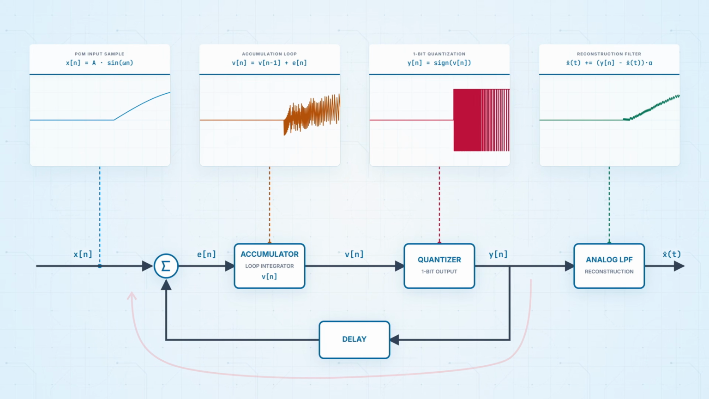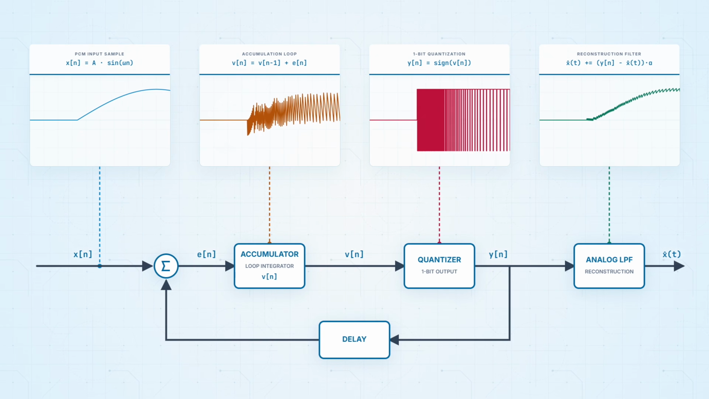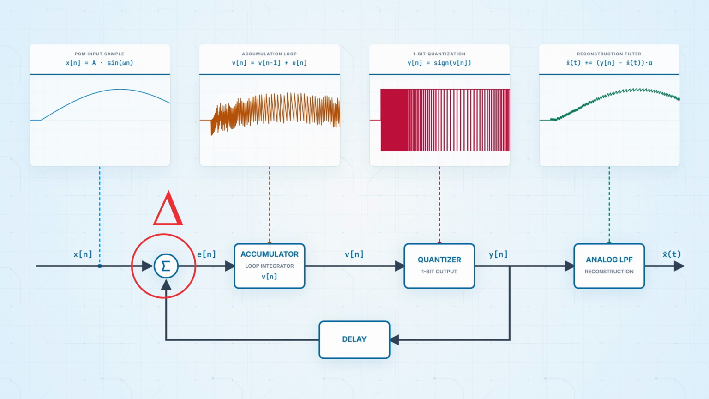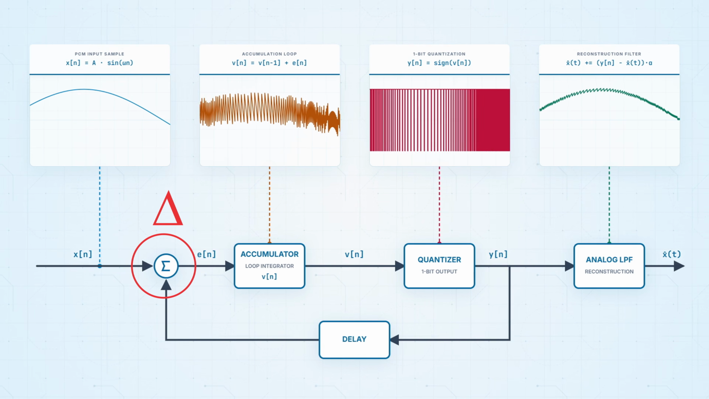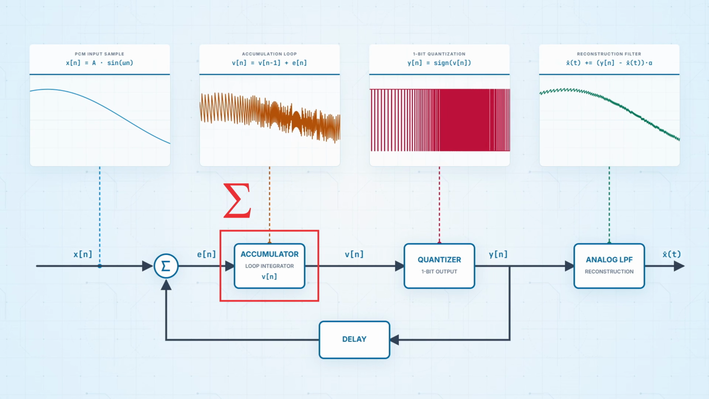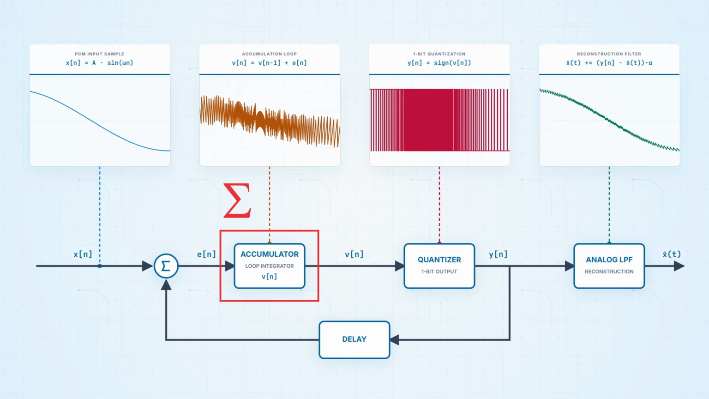The core principle is actually embedded right in the name of the technology. During the first stage, the system calculates the difference, or delta, between the current input sample and the previous value of the 1-bit output, which is fed back through the loop. Then, crucially, the error is not thrown away. It is integrated in an accumulator. That accumulation is the sigma part.